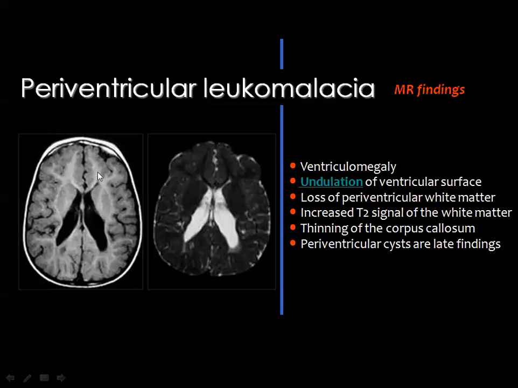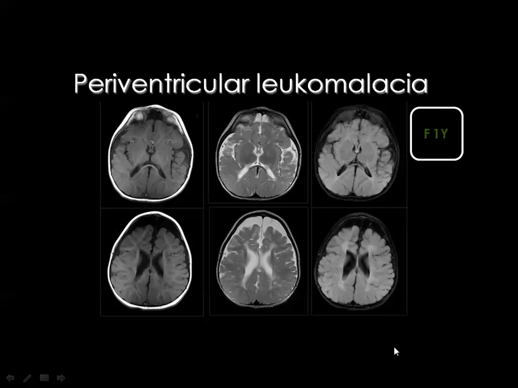Also here in the T1, you see the white matter in the frontal lobe is good, and there is marked reduction of the white matter compared to the posterior aspects of the ventricles. There may be thinning of the corpus callosum, and late in the disease, the ischemic white matter will develop cystic changes of encephalomalacia. This is also a case of periventricular leukomalacia in the T1, T2, and the FLAIR weighted images.